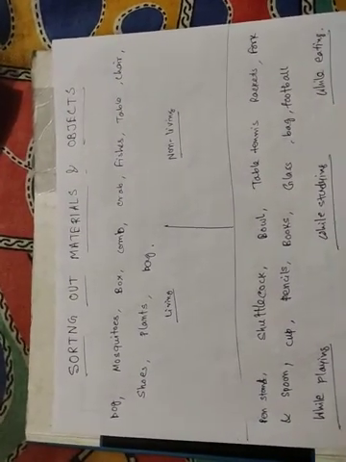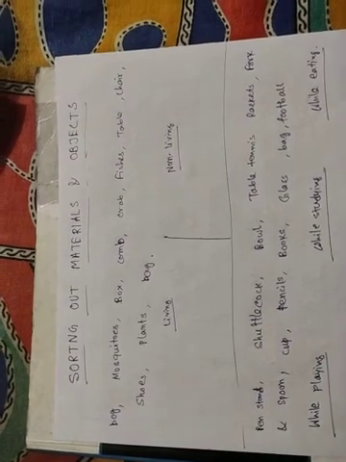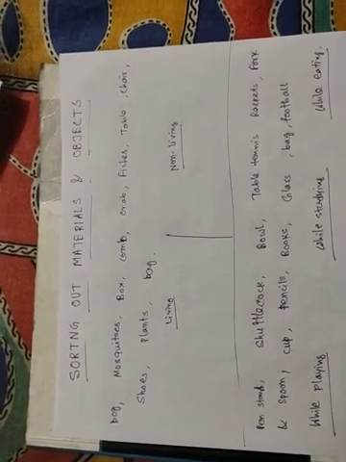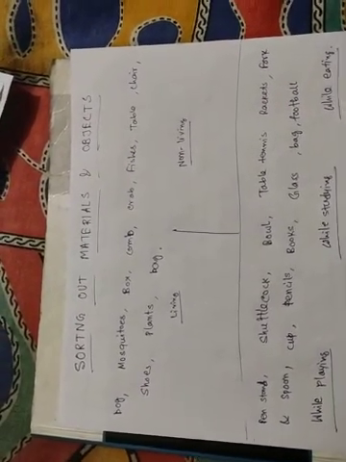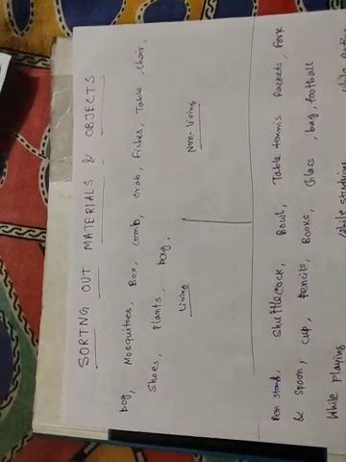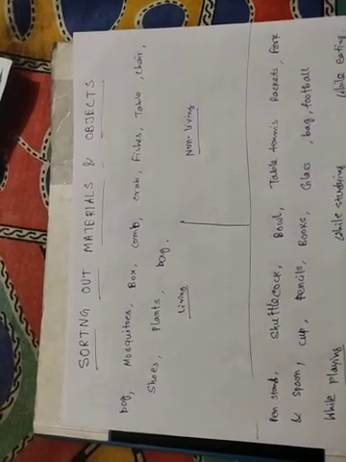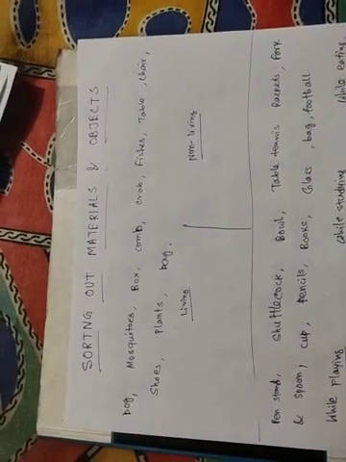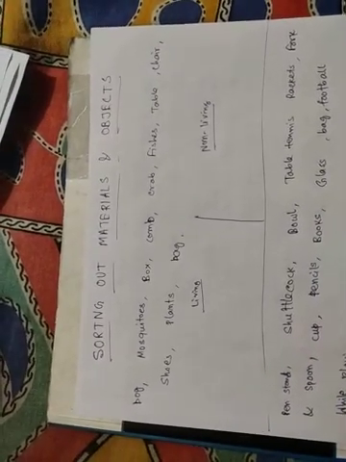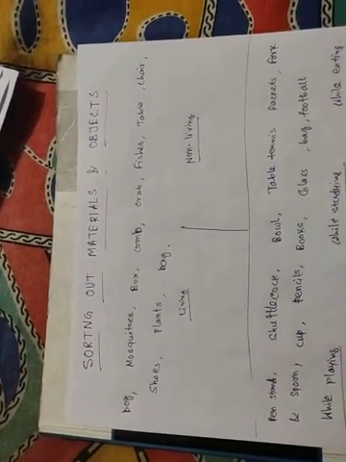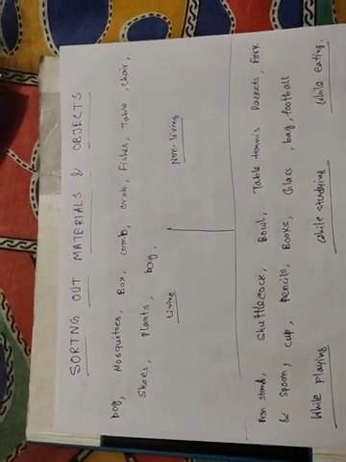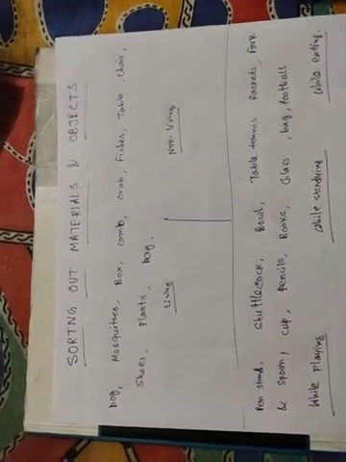So in this chapter we will study the sorting out of materials and objects on the basis of their similarities and differences, right? That means in this chapter we learn that we can group the material on the basis of their similarities and differences. Again, from the group we can get the properties of that particular group. We can classify them.